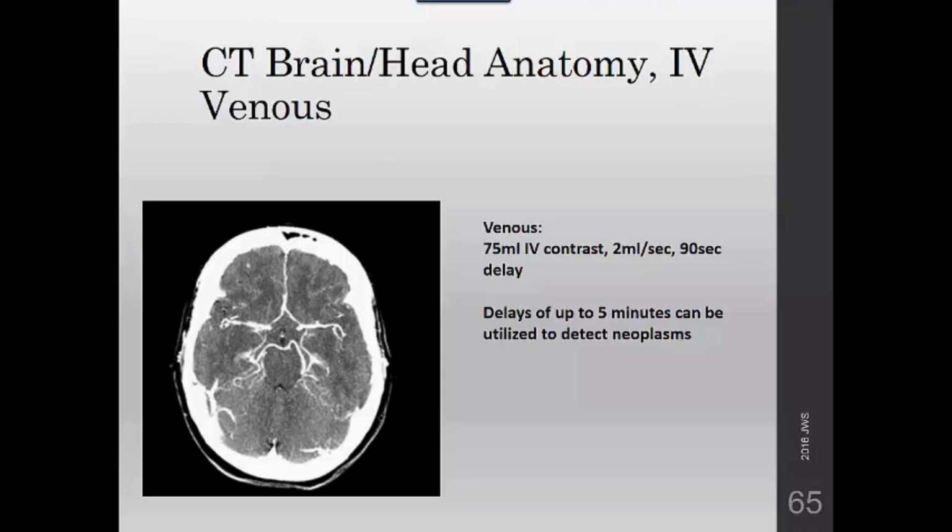So we're going to begin our study of contrast enhanced CT brain with a brief mention of the venous phase of the brain enhancement, which, when indicated, is most commonly performed along with the non-contrast CT head. During late venous phase, there's more contrast in the venous sinuses bathing the brain. Delays are commonly 60 to 90 seconds after the start of injection. Delays up to 5 minutes can be utilized to detect late enhancing neoplasm.